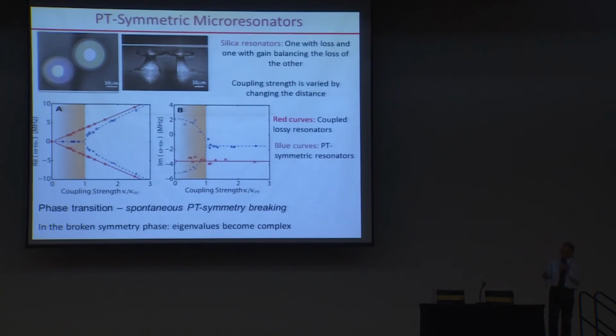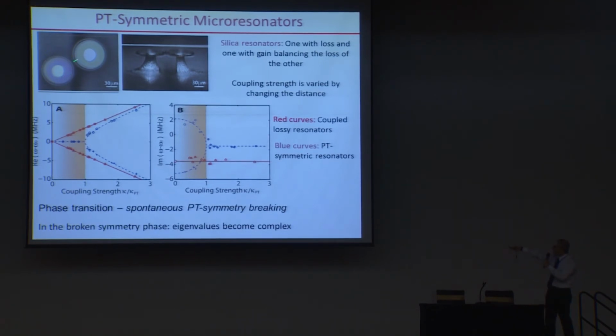And this is a summary of an experiment. This was done with Sahin Ozdemir and Lan Yang at Washington University in St. Louis. And then this is a PT symmetry microresonator. This is the top view. There is a gap there, and this is the edge of the microtoroids. The microtoroids are put at the edge of two samples, and you can put them close to each other and further apart. So you need to be able to control the coupling between them. And the coupling is done by putting them closer to each other or further apart.